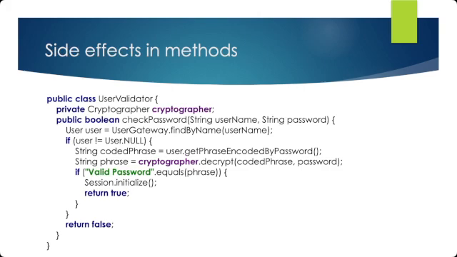Another idea about methods is side effects in methods. And here you need to read this code. A side effect is when a method does something outside its main purpose. And here I have a method check password, and inside it I have a side effect. Please read it attentively, and maybe you will find this side effect.